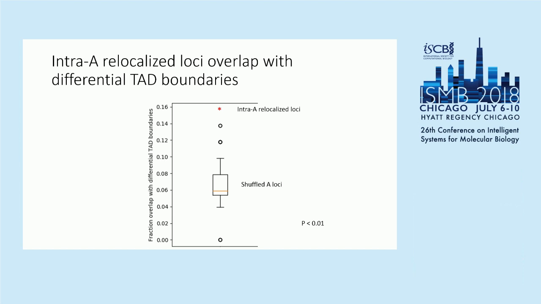And I find that these changes are enriched for TAD boundaries that change between the cell types. So though TADs are conserved overall, and this is still a small fraction of the relocalizations, compared to the shuffled TAD boundaries, I see a significant enrichment of TAD boundaries that overlap with my relocalized loci.